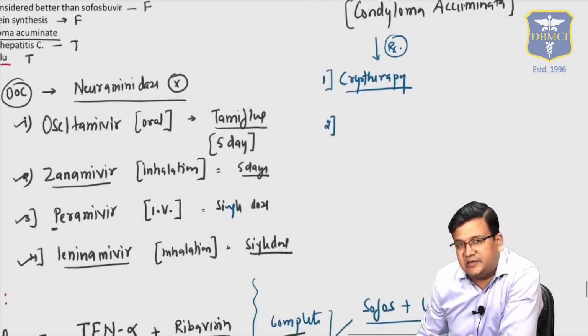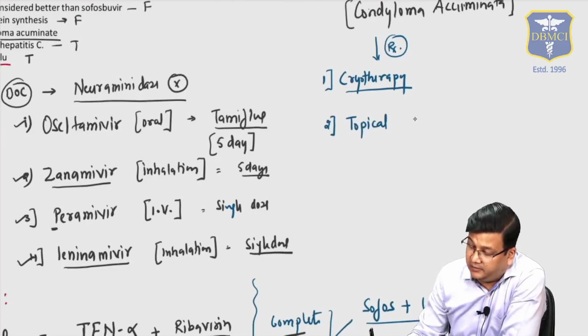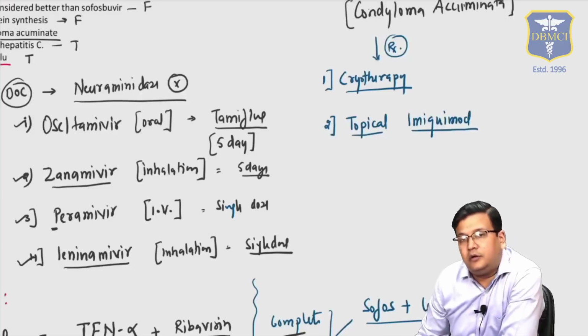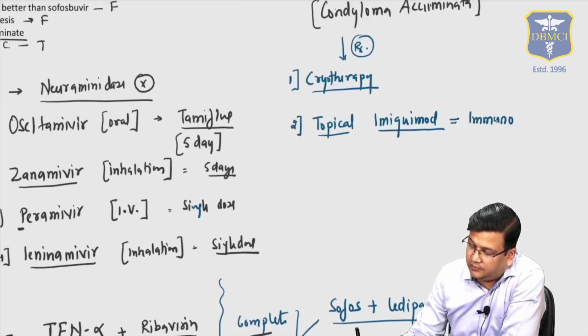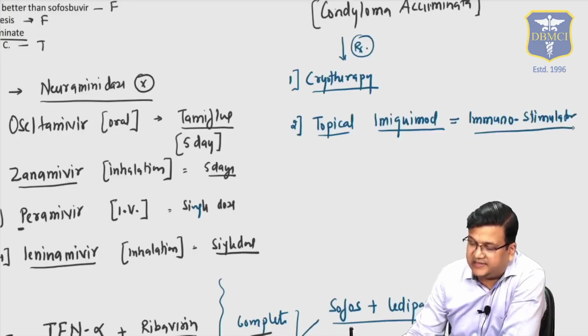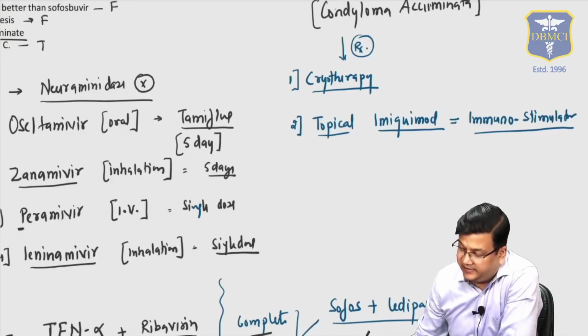As far as drugs are concerned, topical gel are available of imiquimod. So it is the topical application of imiquimod which can be done, and imiquimod acts as an immunostimulator. It stimulates T cells. We call it immunomodulator, but basically it is an immunostimulator. It stimulates T cells, causes the local clearance.